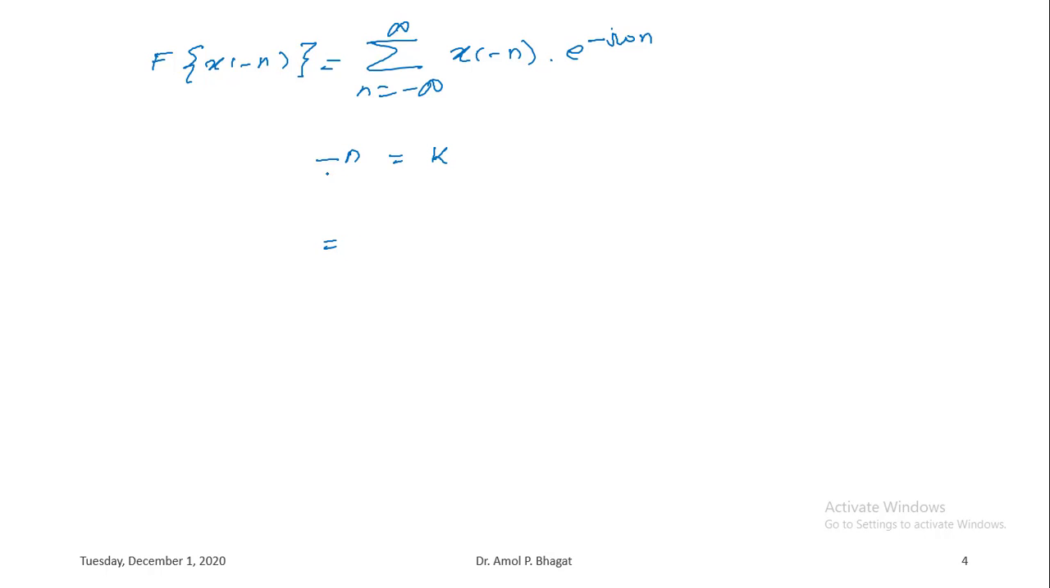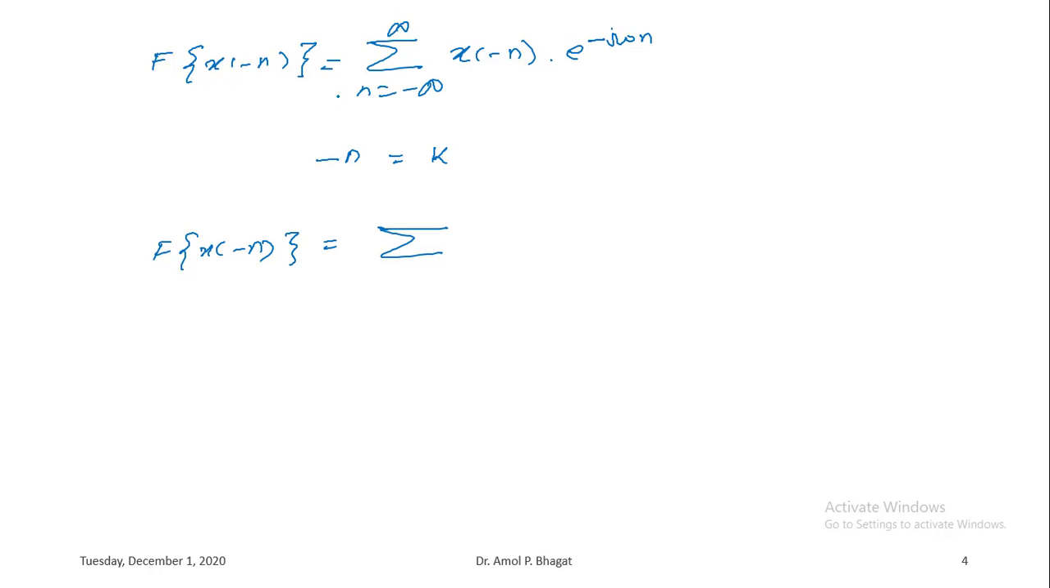So I'll just rewrite this last equation. The Fourier transform of x of minus n is simply the summation from n equals minus infinity to infinity of x of minus n into e to the power minus j omega n, right? Just for example, if in place of minus n I am keeping the value k, this Fourier transform of x of minus n can be represented as a summation with k in place of n, so it will be minus k.